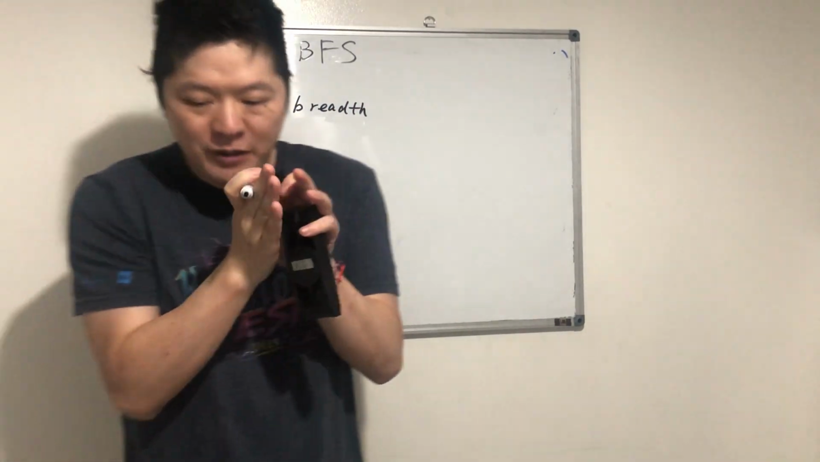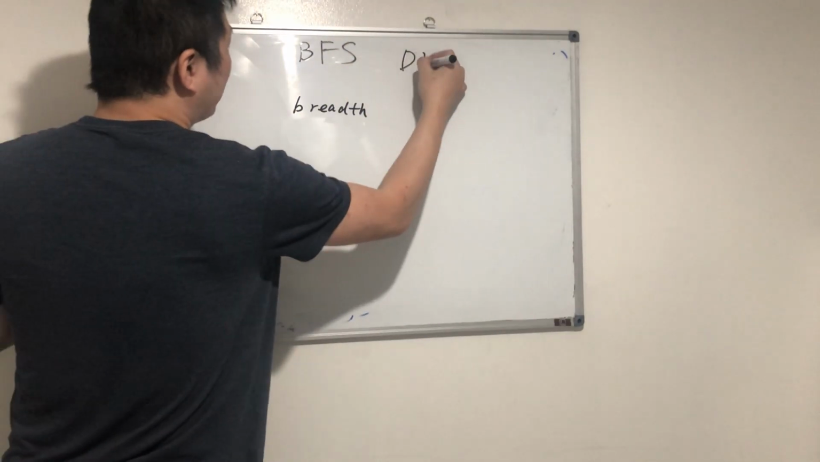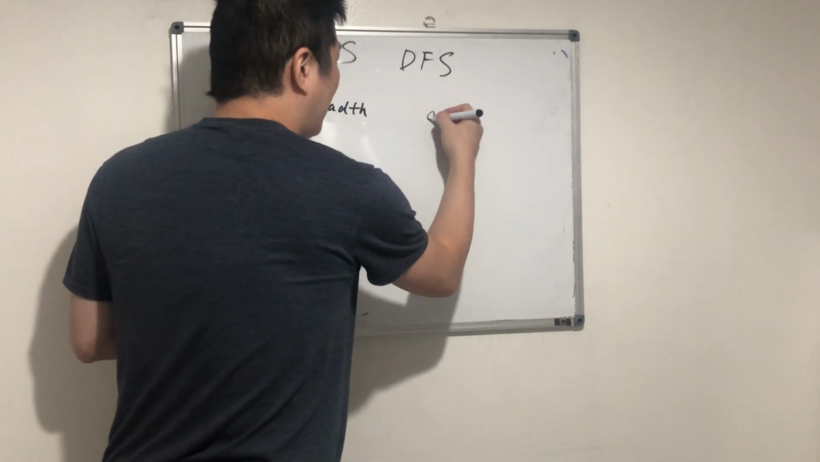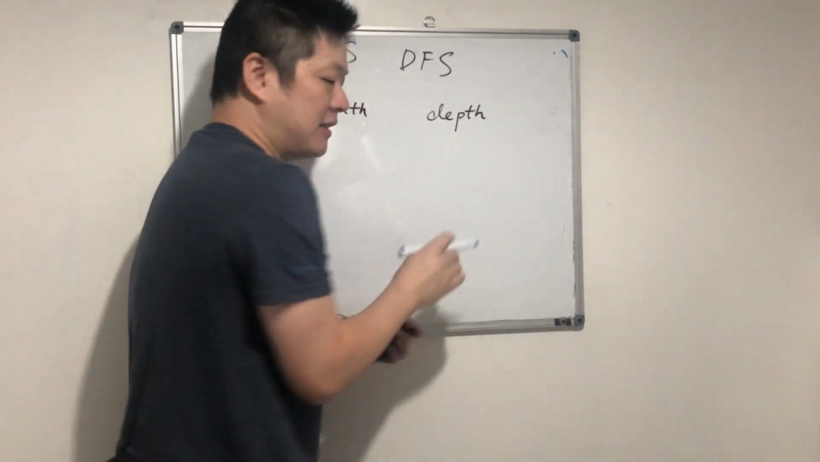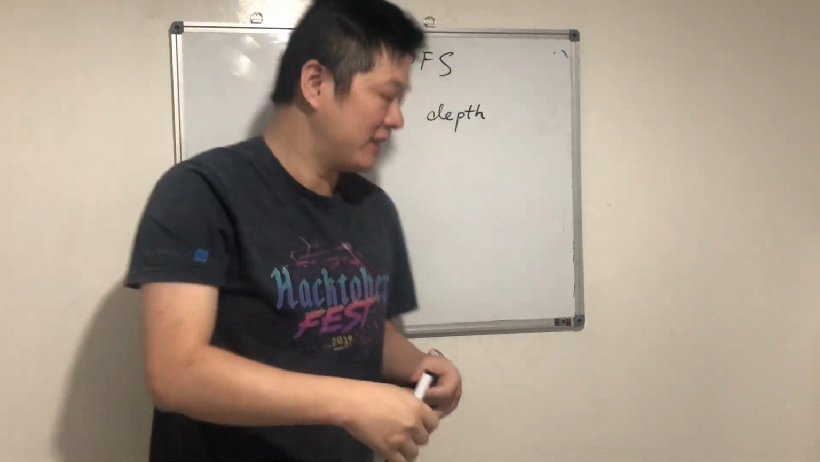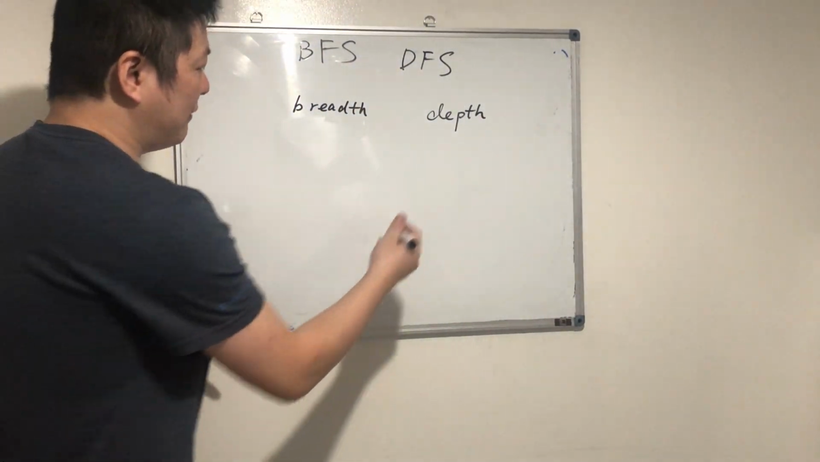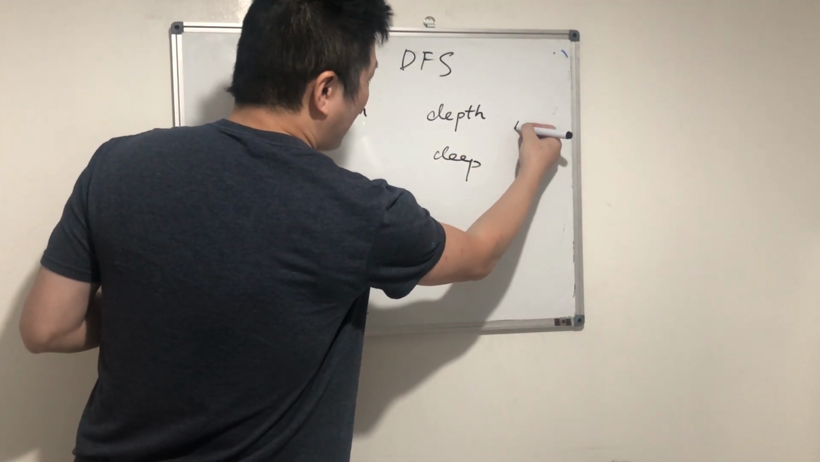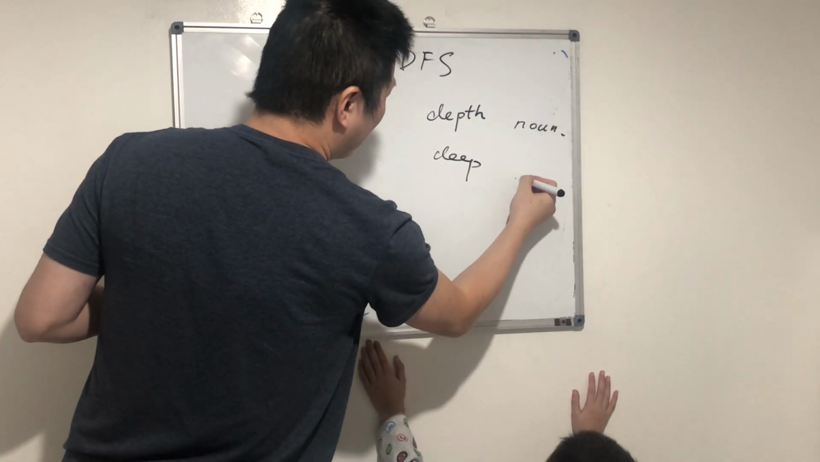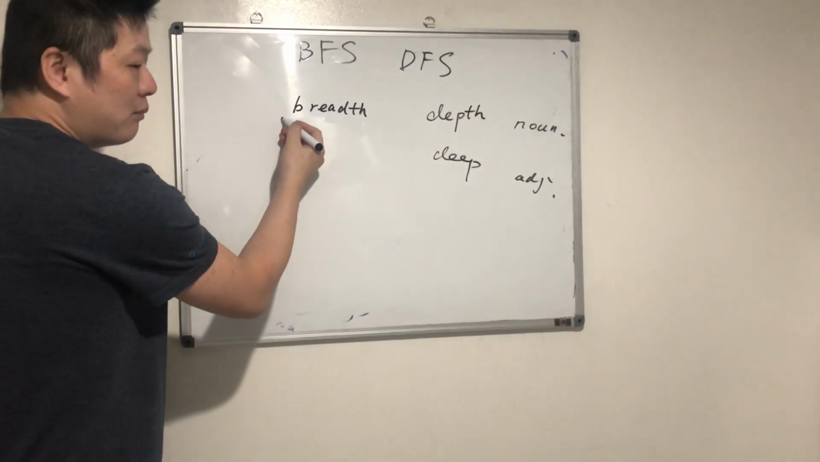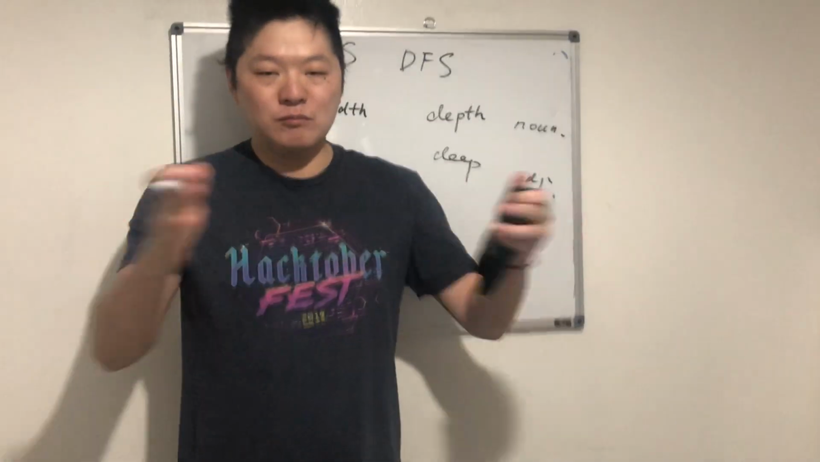Breadth means horizontal, yeah? We talked about DFS, depth first search, yeah? Compared to this depth. So one is horizontal, breadth. The other one is depth, vertical, deep. Basically deep is the adjective and depth is the noun. Depth, deep, breadth.